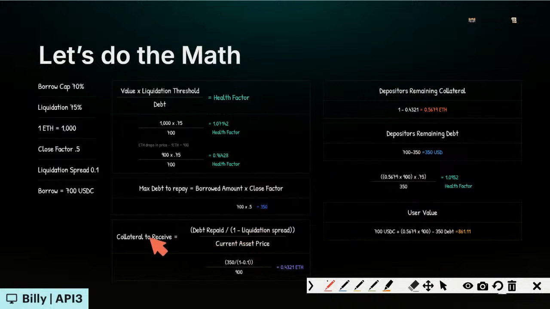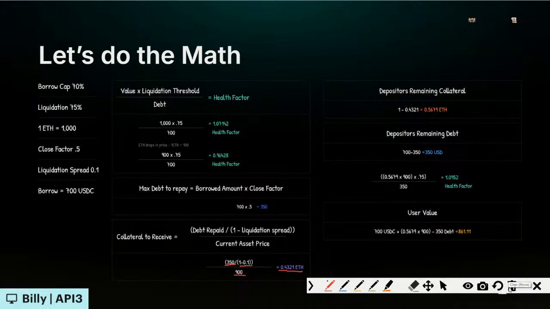So how do we value the collateral that we're going to receive? There's another formula: the debt repaid divided by 1 minus the liquidation spread, divided by the current asset price. Remember, we can pay back 350 on the debt. We know our liquidation spread is 0.1, and the value of ETH is now $900. If we do that calculation, we in turn will receive 0.4321 ETH. And that's just math, I didn't make that up.